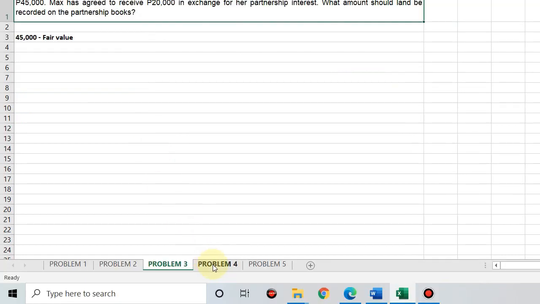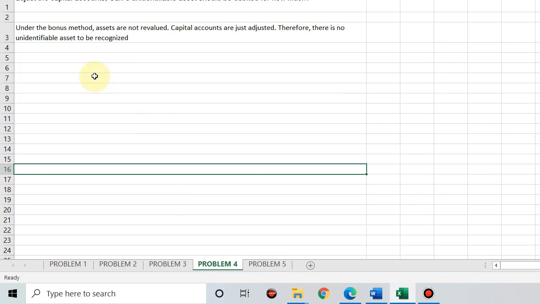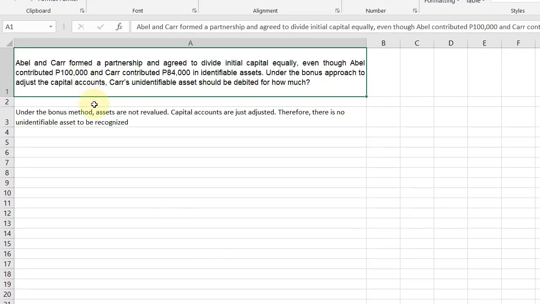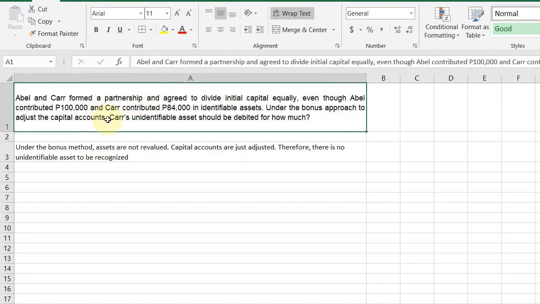Okay, next, problem 4. Abel and Cor formed a partnership and agreed to divide initial capital equally, even though Abel contributed 100,000 and Cor contributed 84,000 in identifiable assets. Under the bonus approach to adjust capital accounts, bonus method daw. Okay, Cor's unidentifiable assets should be debited for how much?